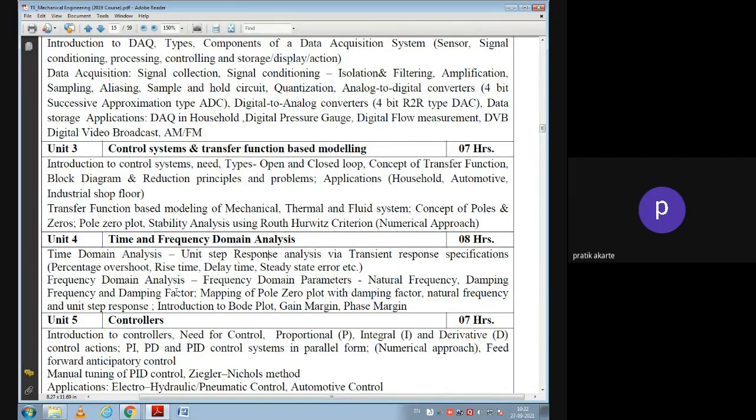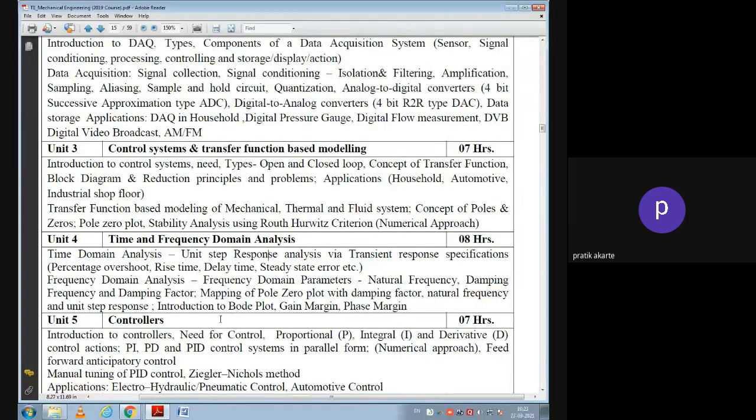Also, we have the frequency domain analysis. So, what is frequency domain? Parameters are there. It is natural frequency, damping frequency, and damping factor. That we'll study in detail, and we'll discuss how to map the pole zero plot, that is the S-plane graph, with the damping factor, natural frequency, and along with the unit step response.